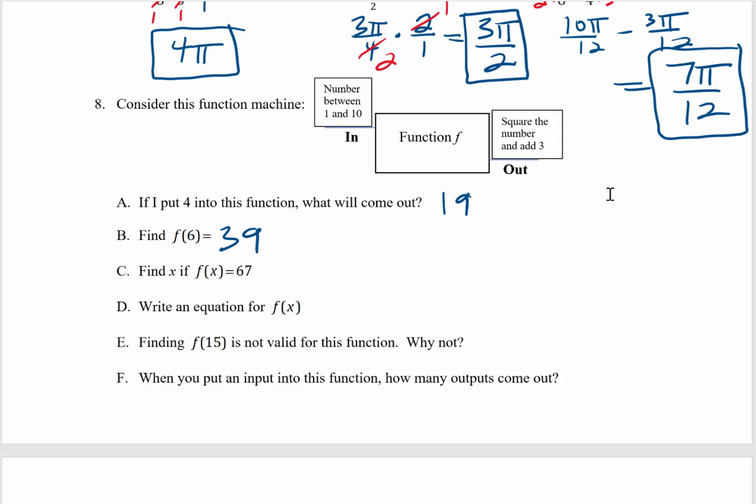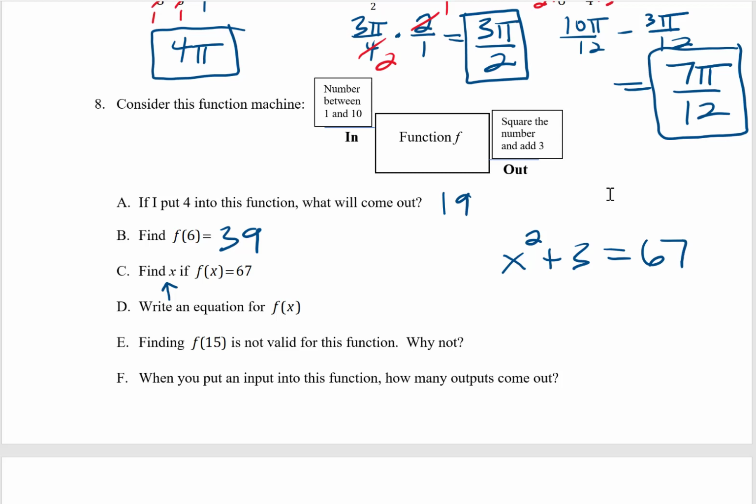Part C is a little trickier. F of x, the output, is 67. So what was the original x? What number was stuck in? Well, whatever it was, I squared it, then I added 3, and I came out with 67.